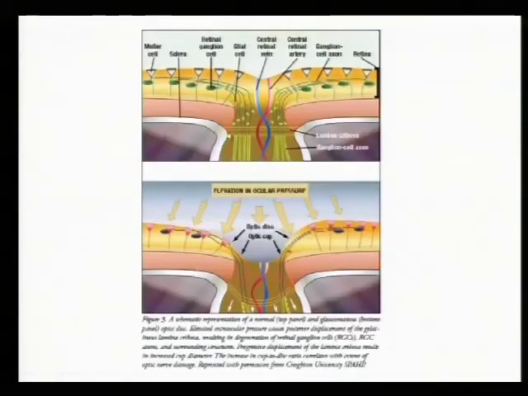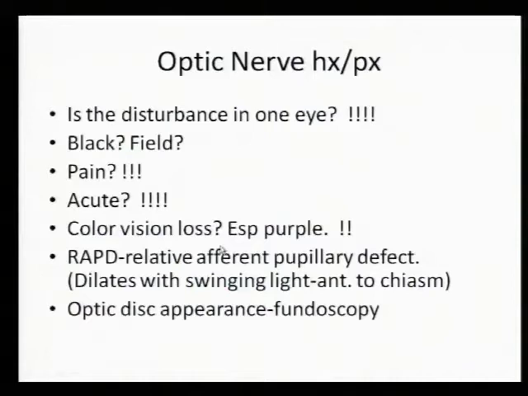So this is then the intraorbital one or the intracanalicular one. Very normal arrangement here with the ganglion cells starting to project down into the nerve. And in glaucoma or things that are affecting the eye, you get the nerve squished and it doesn't work very well. All right? So these are your pearls for the optic nerve.